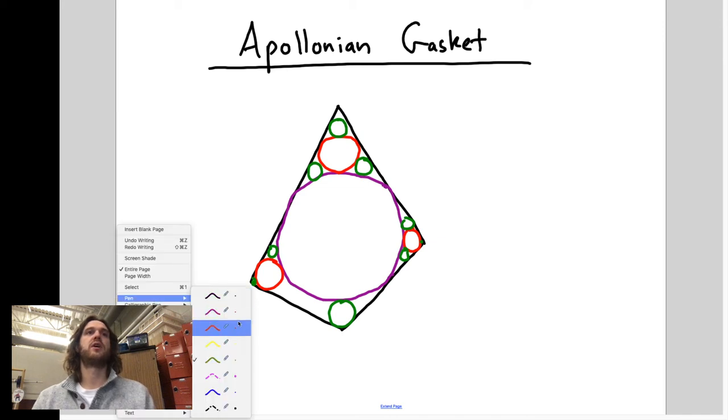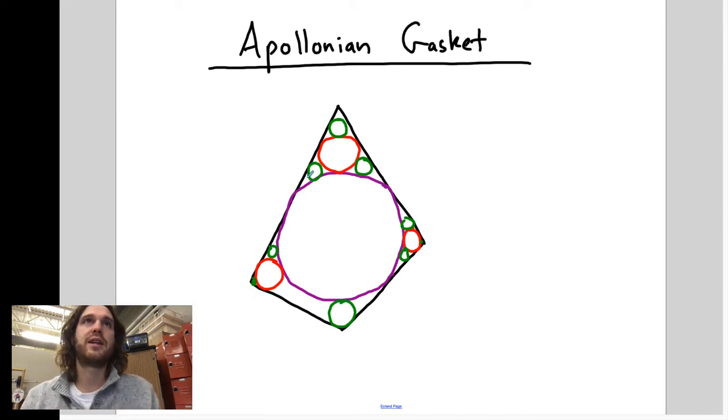What I want you to do is create your own Apollonian gasket. I want you to go crazy. Create a weird shape. I think really long triangles create interesting Apollonian gaskets. Draw one out, take a picture, submit it on Google Classroom. And if you want to go as far as counting the circles on each step, be my guest, but you are not required to.